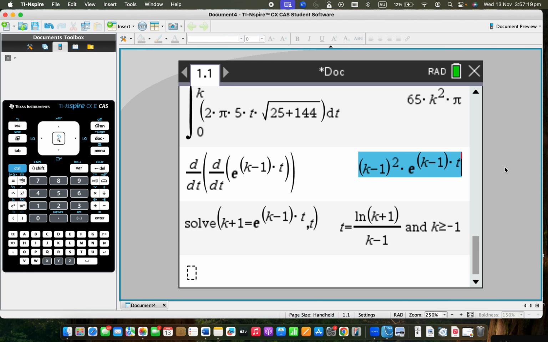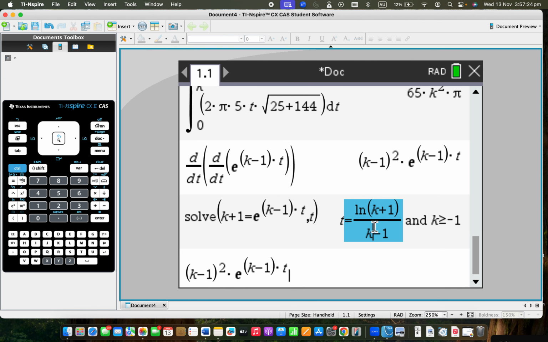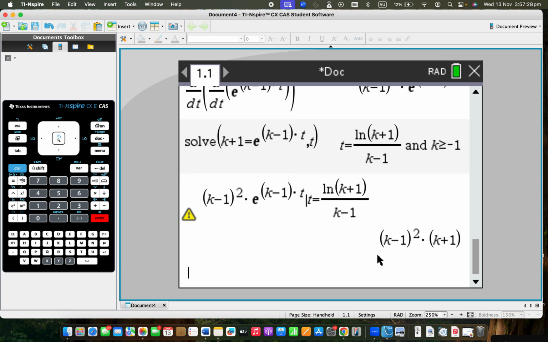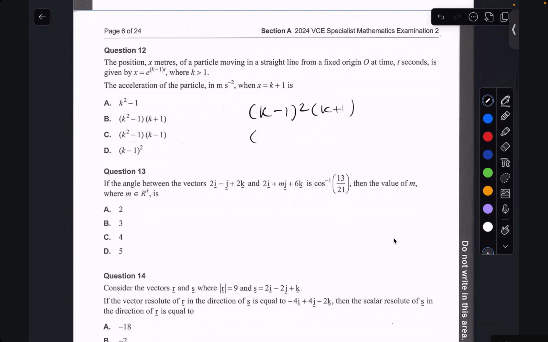Okay, so what's this when t is that? K minus 1 squared times k plus 1. So that looks like none of the answers, but you'll notice that's k minus, so what was it? K minus 1 squared times k plus 1. Now this is k minus 1 times k minus 1 times k plus 1, and that's difference of perfect squares, so k squared minus 1, k minus 1.